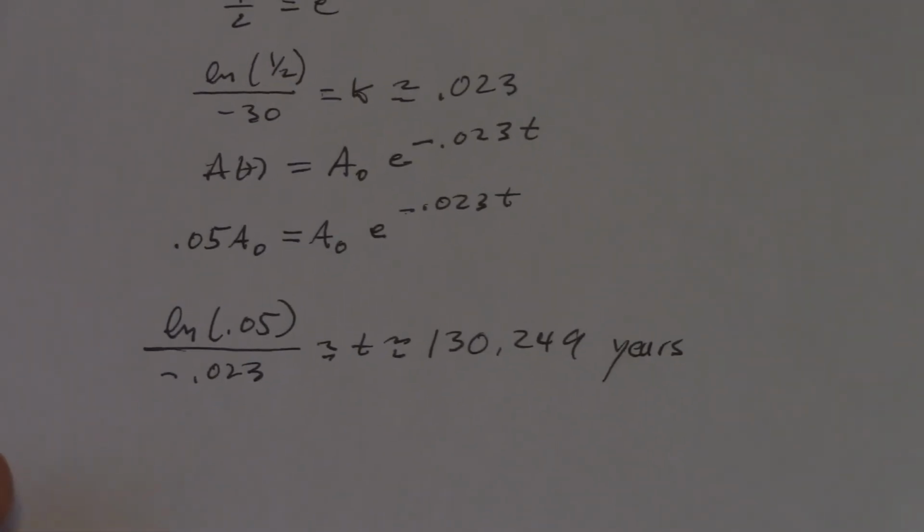Let me just say one thing about this stuff. When you're doing a half-life problem, frequently with carbon-14, the half-life of carbon-14 is 5,700 and some years. If you're doing that, you need to use more decimal places because the decay rate is going to be a really, really small number.